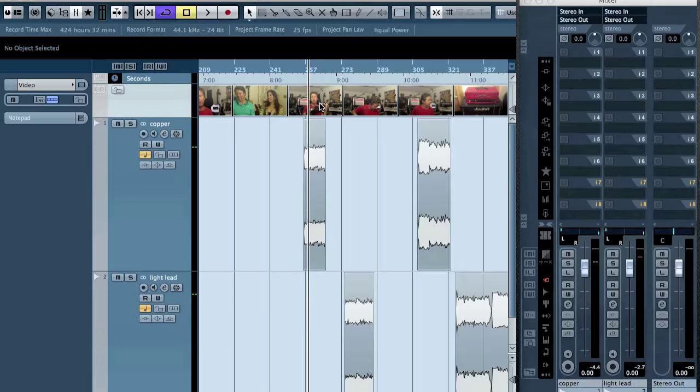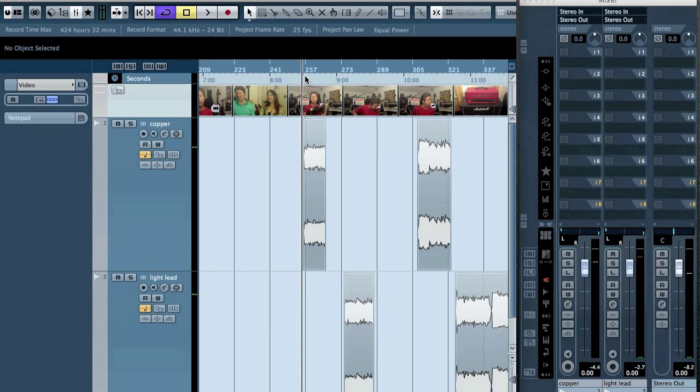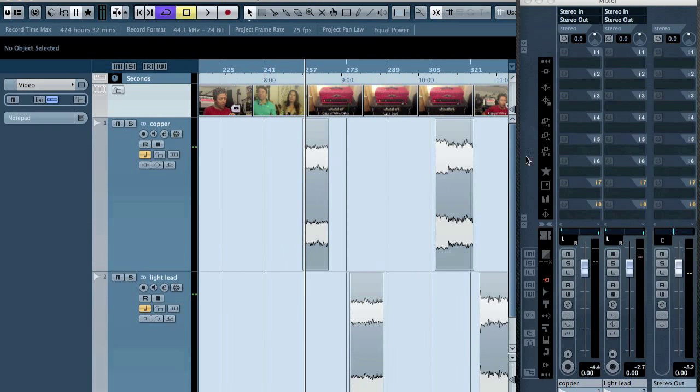So here's a short excerpt of the copper and the light lead. To me, those sound exactly the same. So what I'm going to do, these are exactly the same takes from the video. I haven't tampered with them in any way.